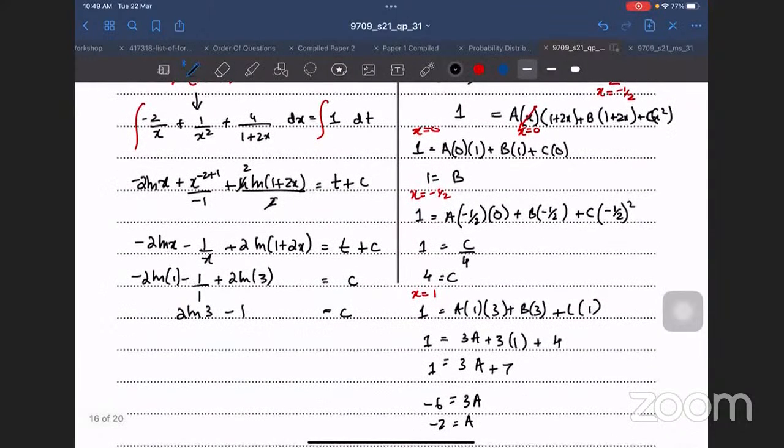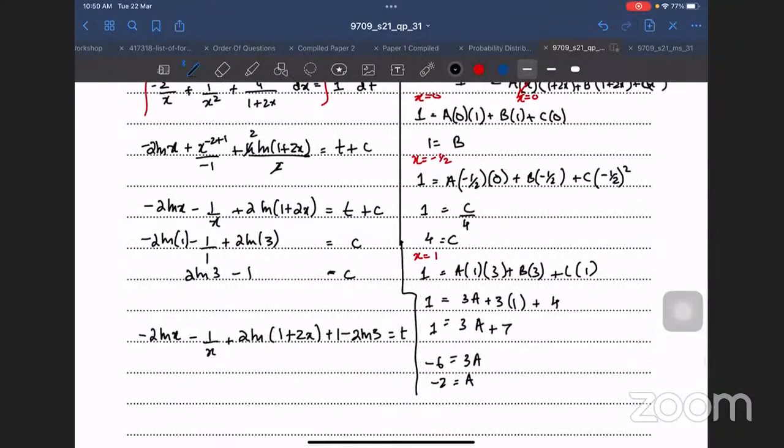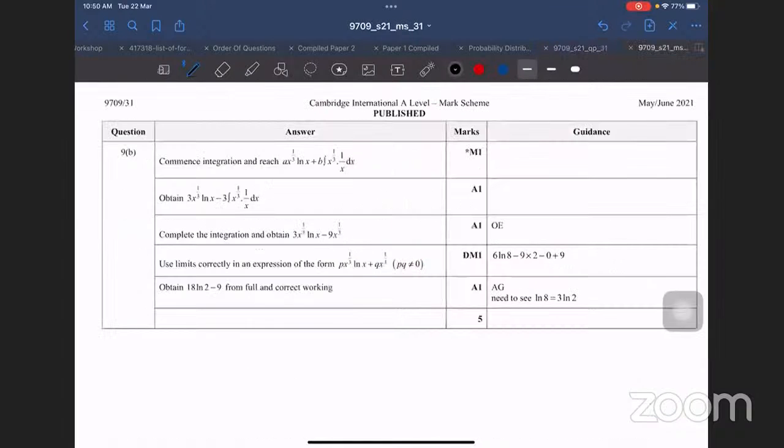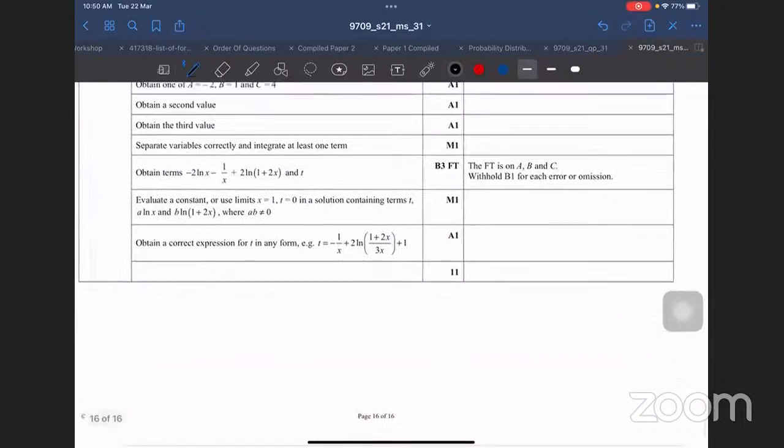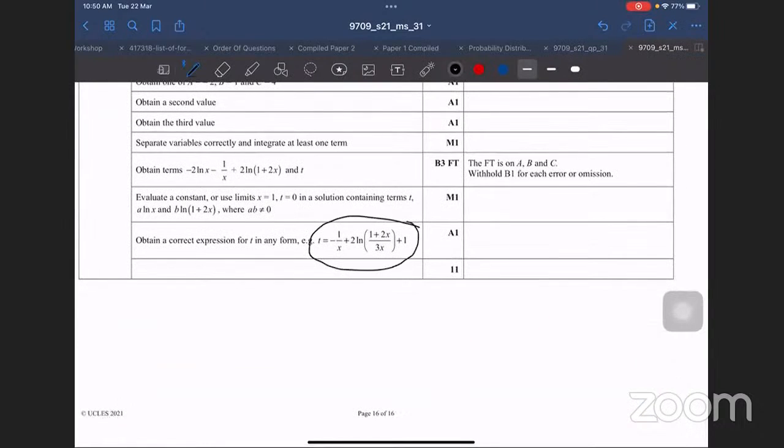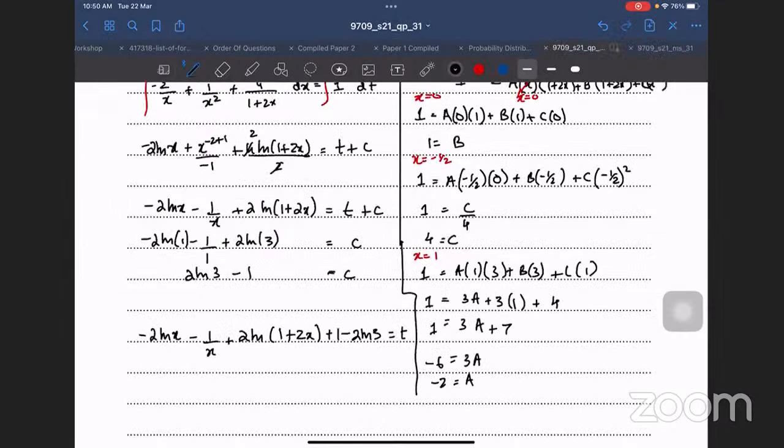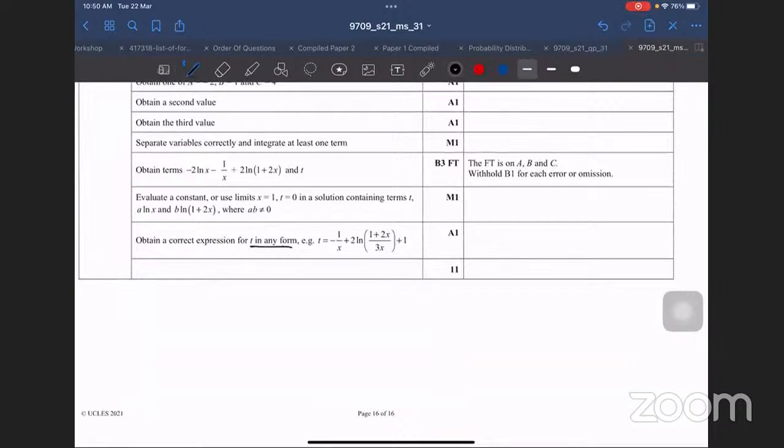I just need to find an expression for t in terms of x. So this is a simple question. I can just move c to this side and say that this is going to become plus 1 minus 2 ln 3 equals t. Okay, it's a long expression. I can combine this expression into one, and this is what the mark scheme probably tells you to do. But I can leave it in my form and still get complete marks for this.